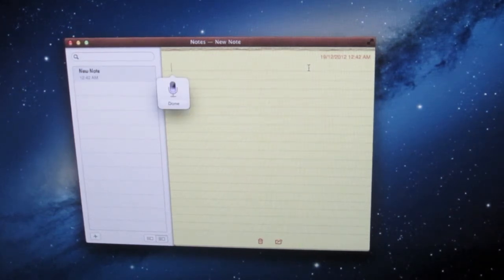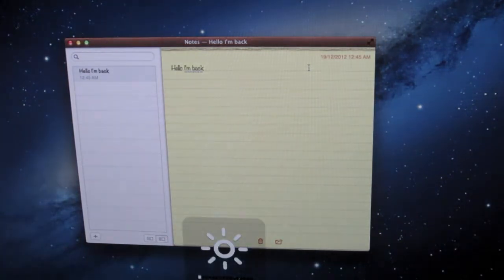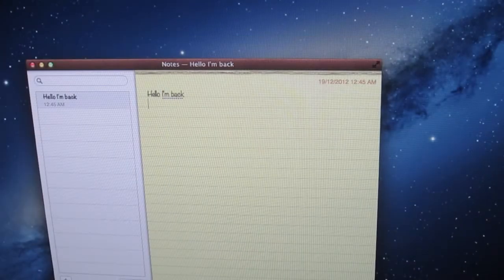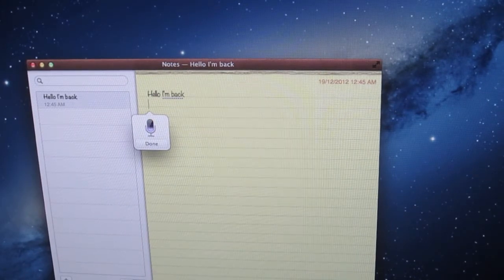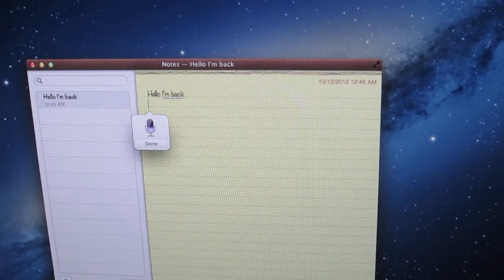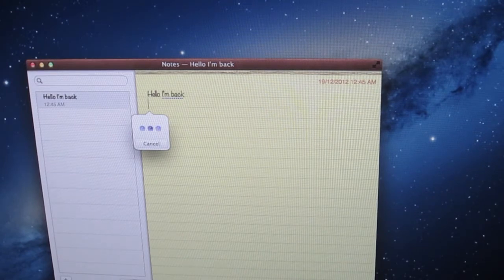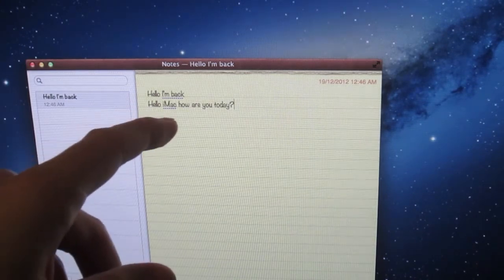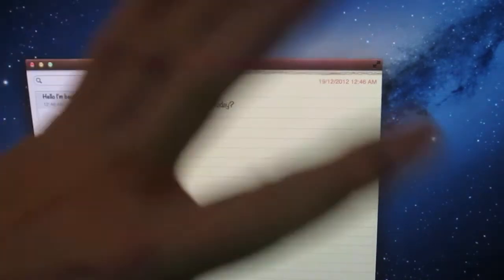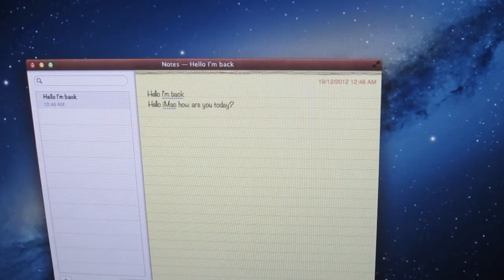Hello, iMac. So obviously I said hello, iMac, and it thinks I said hello, I'm back. Hello, iMac. How are you today? Question mark. So that was perfect then. You got it exactly right. Hello, iMac, how are you today? Question mark. So that was spot on right there.